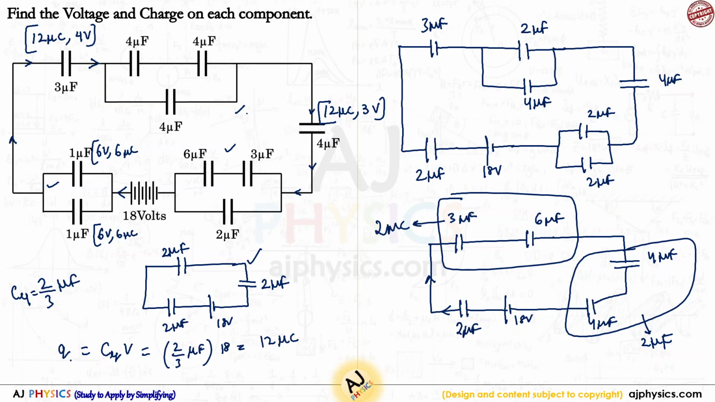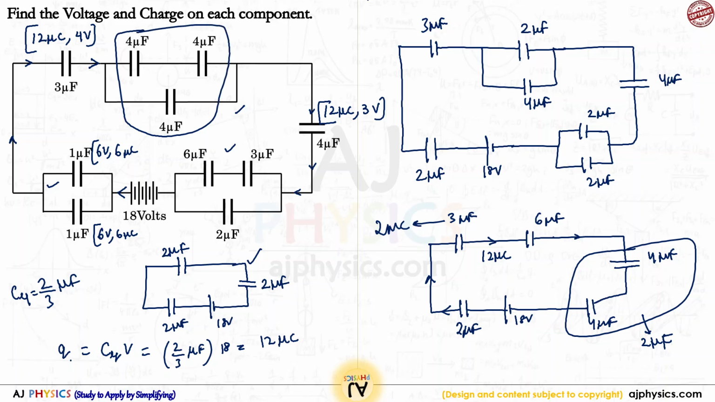Okay, now see this thing. When the charge passed, let's come to this diagram first. The charge of 12 microcoulomb passed through this, through the 6 microfarad, which was the equivalent of this whole circuit. Okay, so this will have 12 microcoulomb as charge, and 12 divided by 6 will be the voltage. So this is 2 volts here. Okay, so this will be consuming 2 volts. Fine. Now let's go one step backwards.